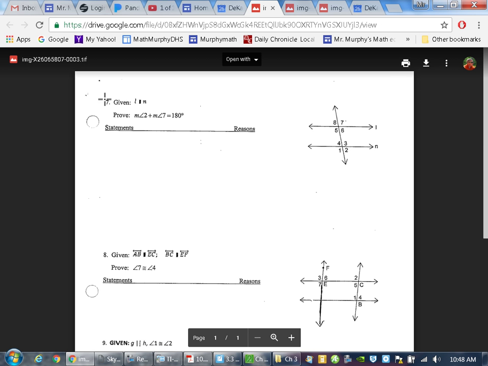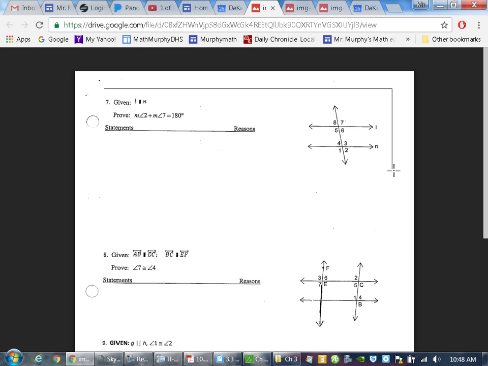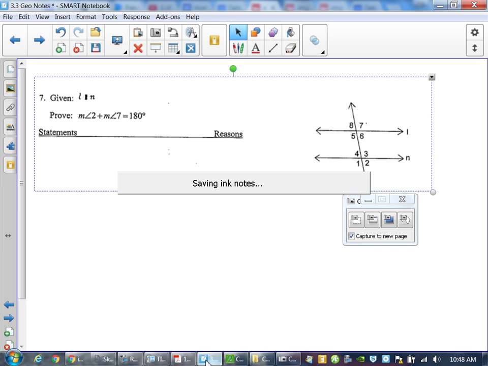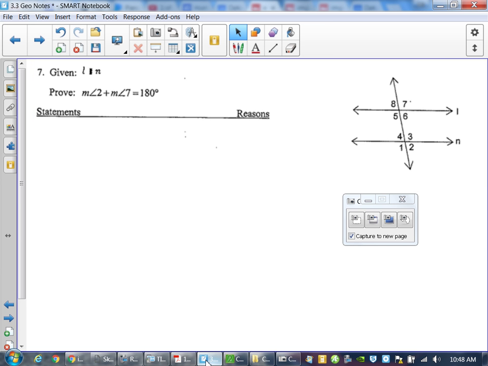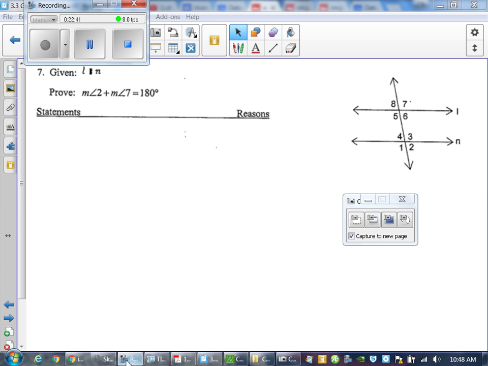When all else fails, what? Staple. Okay. I told you I was gonna. Come on, guys, let's go.